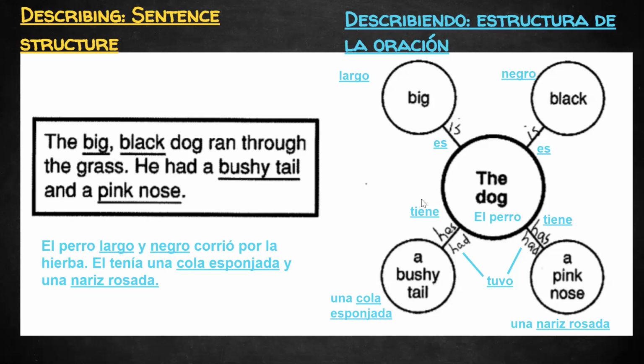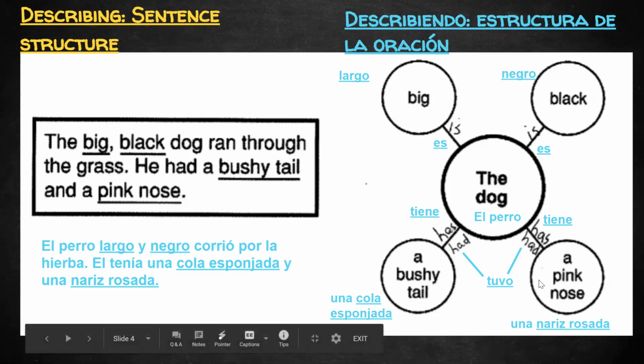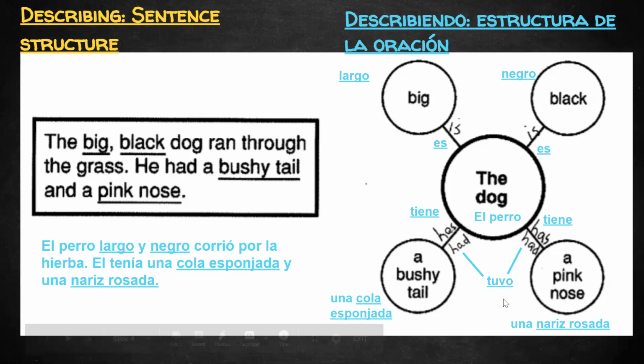These maps can also be used to help students with sentence structure and writing complete sentences. The example here says, "The big black dog ran through the grass. He had a bushy tail and a pink nose." Here you will notice that we have the subject, the dog, in the middle, and the adjectives and describing phrases in the surrounding bubbles. These are then used to rebuild the sentence.